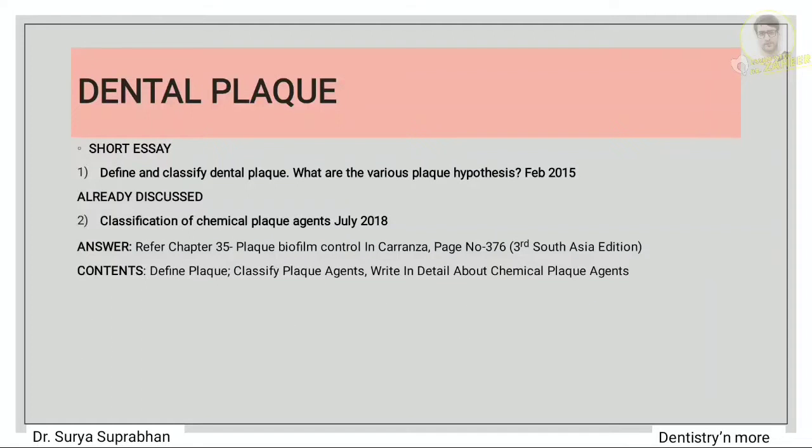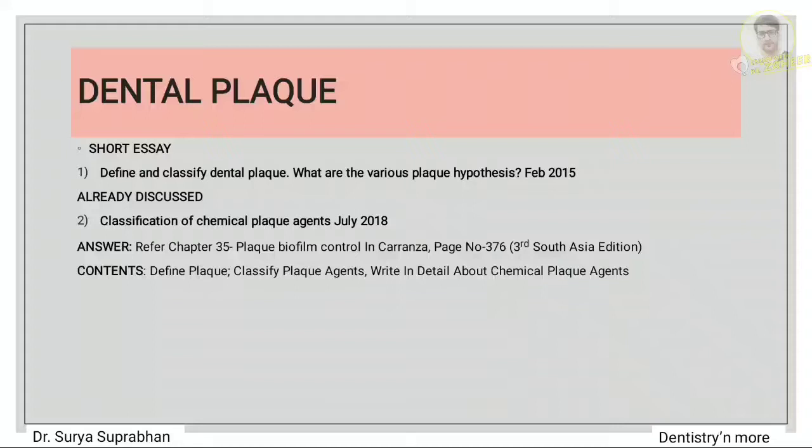Now coming to the short essays, the first question is already discussed, define and classify dental plaque and what are the various plaque hypotheses. Then next question is classification of chemical plaque agents. Okay, so when you write this question, first define what is dental plaque and then write about the plaque agents.